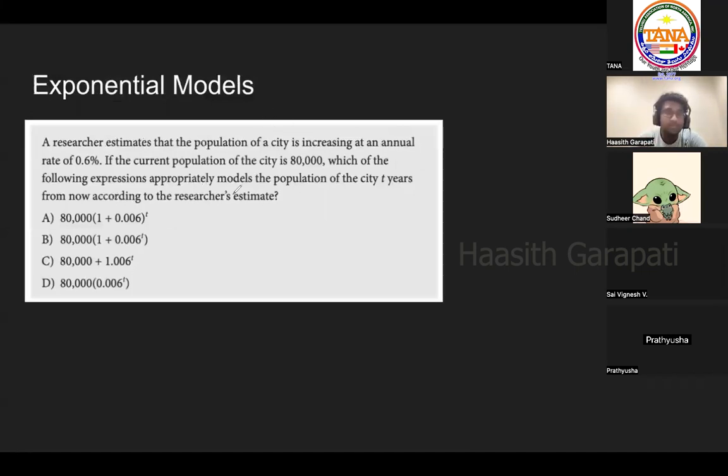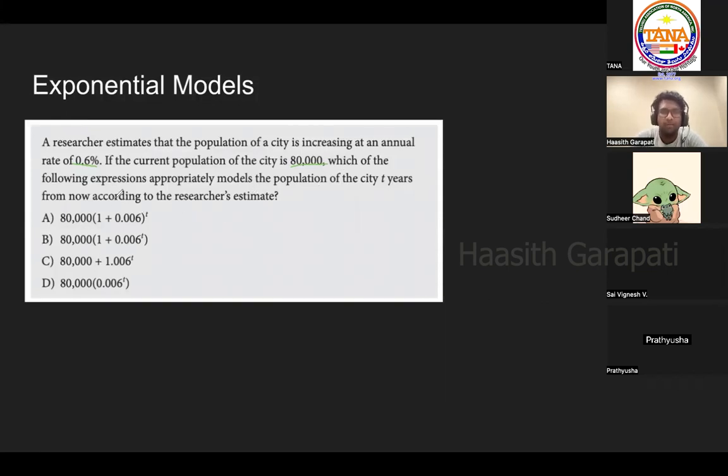Today, we're going to start off with exponential models. So let's read this question. A researcher estimates that the population in a city is increasing at an annual rate of 0.6%. If the current population of the city is 80,000, which of the following expressions appropriately models the population of the city T years from now?